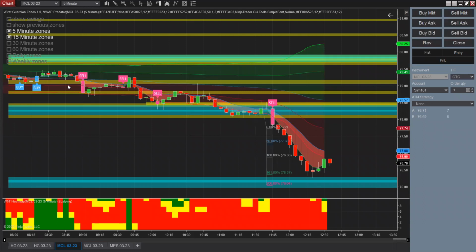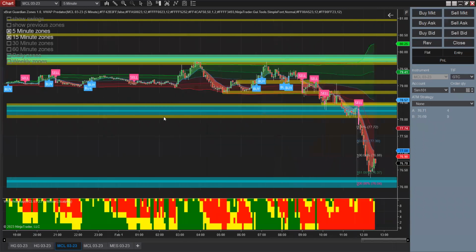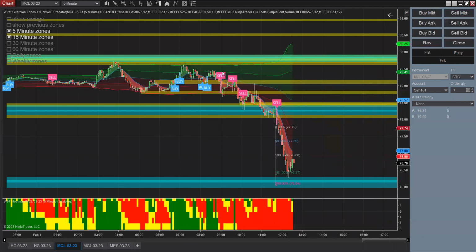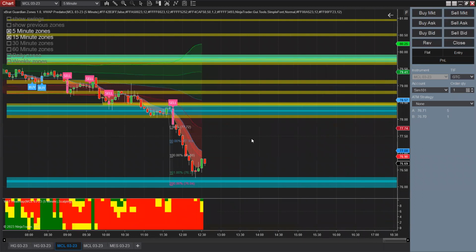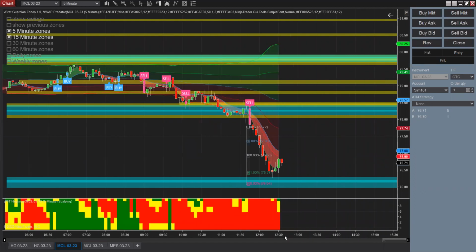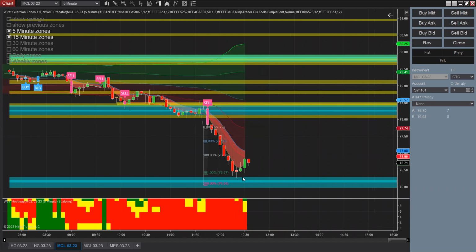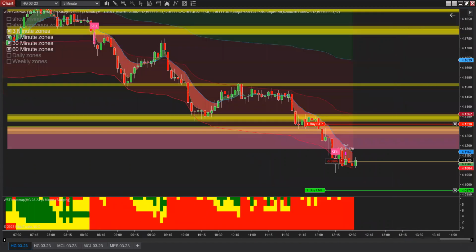They will wait patiently. They will not take these trades because there's too much resistance up above and too much support down below. Then they get the right signal. They're patient, they wait, they make 150 ticks. Simple as that. It's not about overtrading.